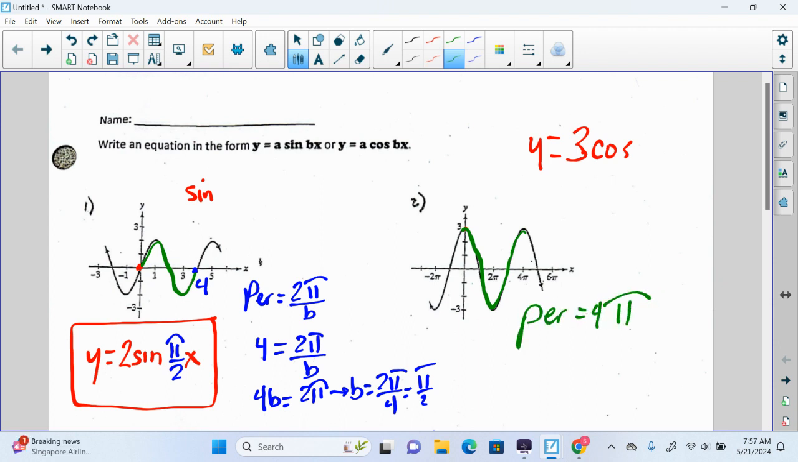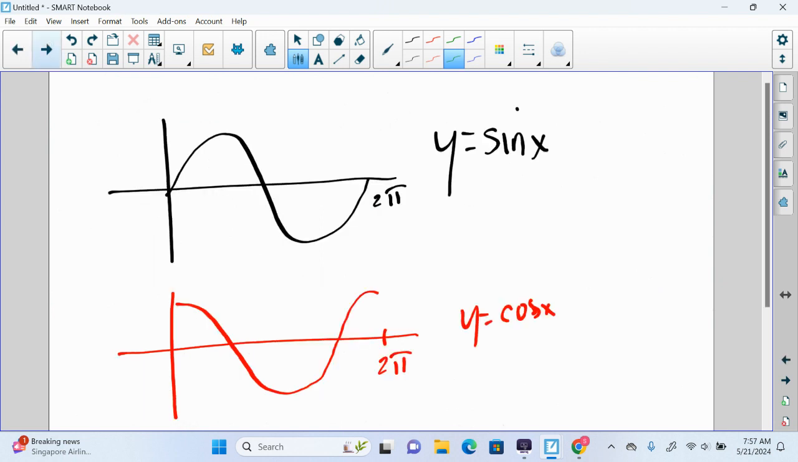Okay, a couple ways to look at this. Our normal period on the sine and cosine curves is 2 pi.